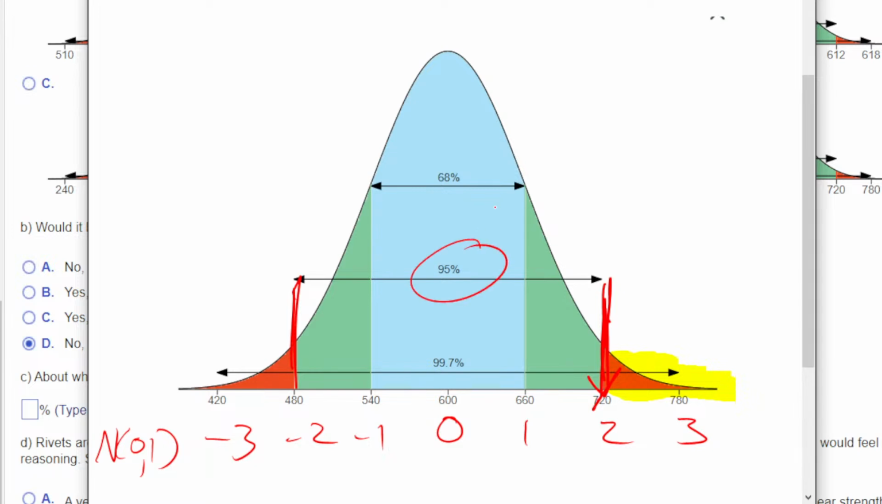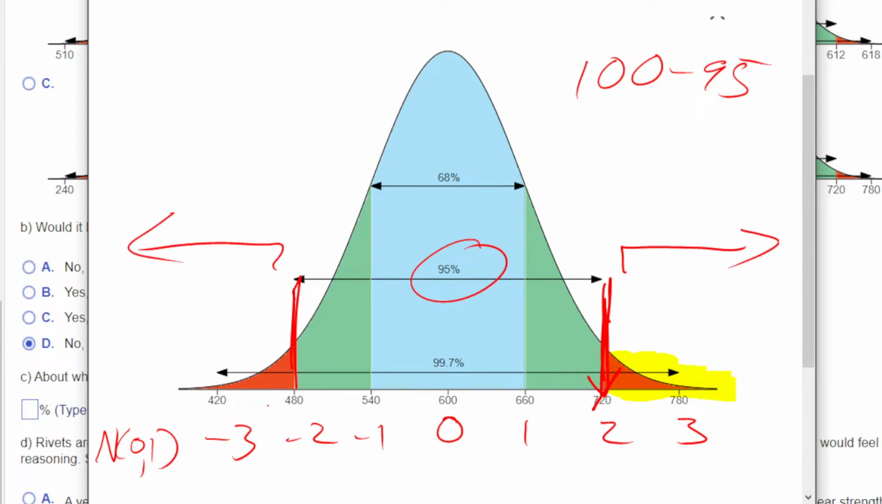How about 95? Because if 95 is between here, how much is outside of there? So if 95 is between, right? So then what is outside? 5%. So what are these things worth? These things right here are worth how much?